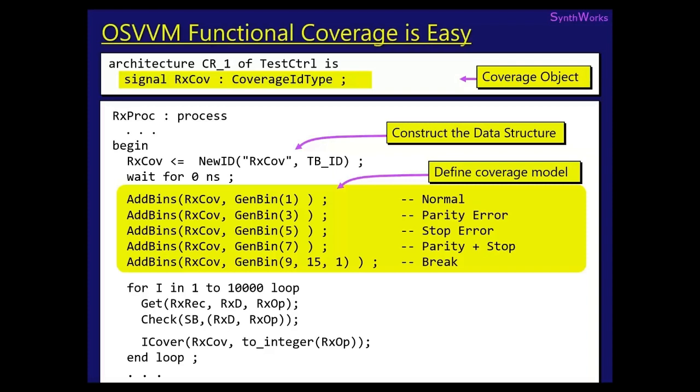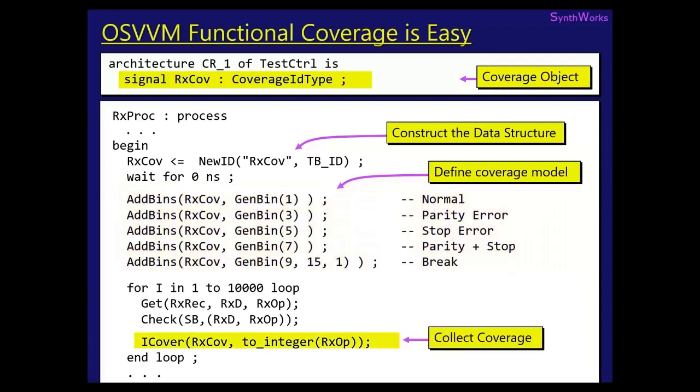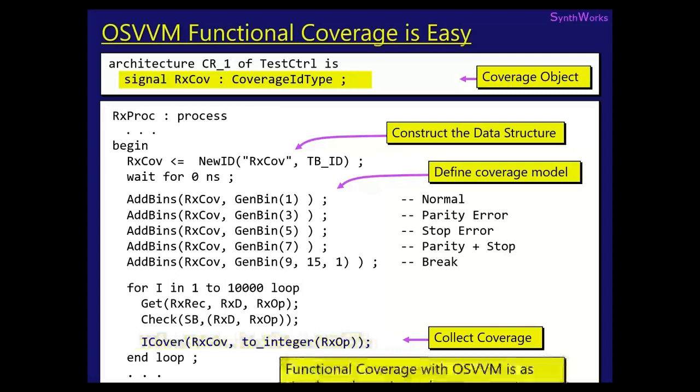In this case, the gen bin is very simple. It's generating a single number, 1, 3, 5, 7, and then a range, 9 to 15. These correspond to the different values that we would get back from the status register of the UART. All right, and then to collect coverage we just call iCover at the point of observation. This is a good place to collect it.